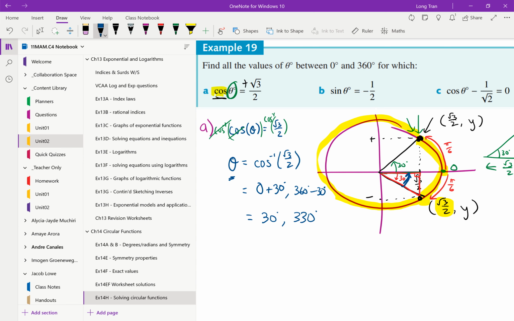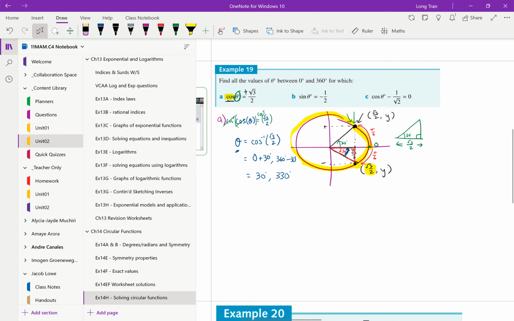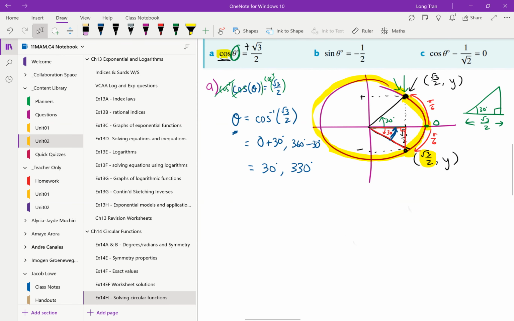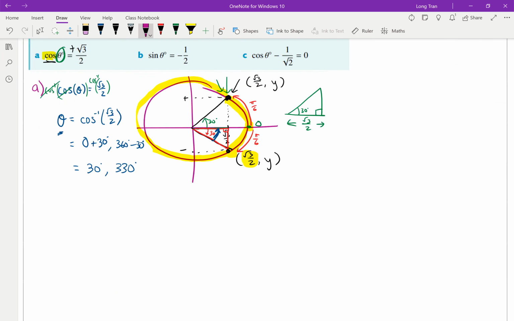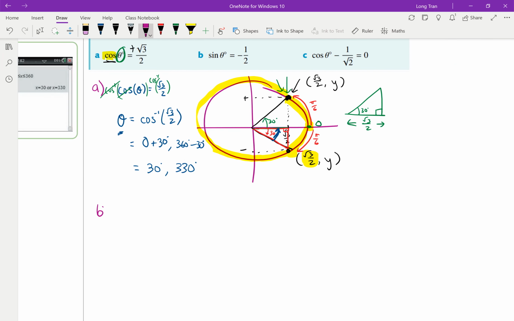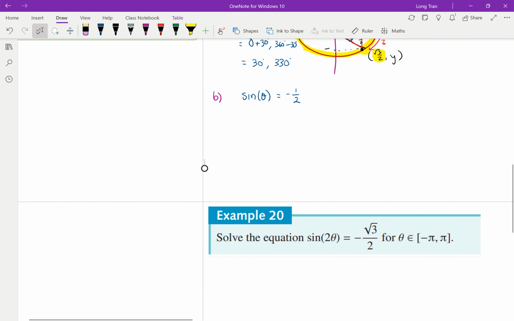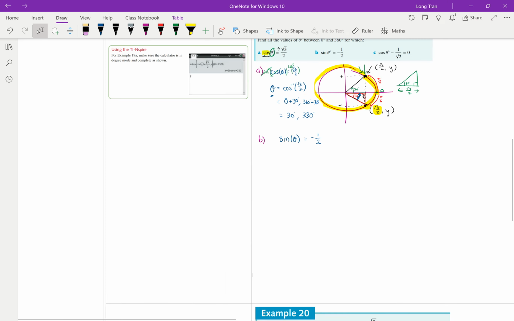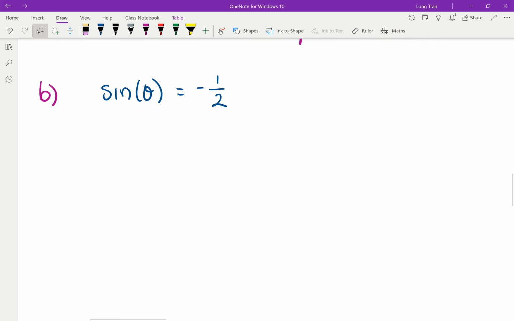So for the first time, this would be a bit confronting for a lot of students to get through, but hopefully, as you can see now, I'm going to do sine and the other one, so B and C, and hopefully this makes a lot more sense for you. So B, we now have sine of an angle is equal to negative half. So what I want you to understand is, what does sine represent again? Sine represents the y values. They're saying the y value is negative half.